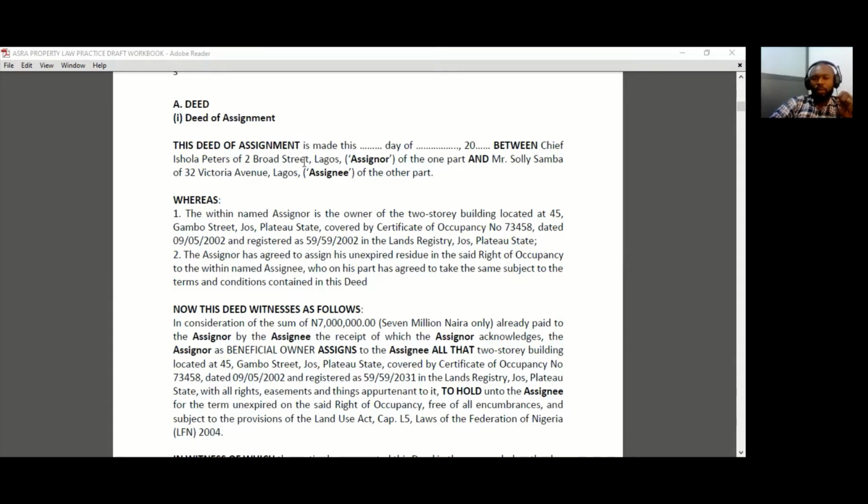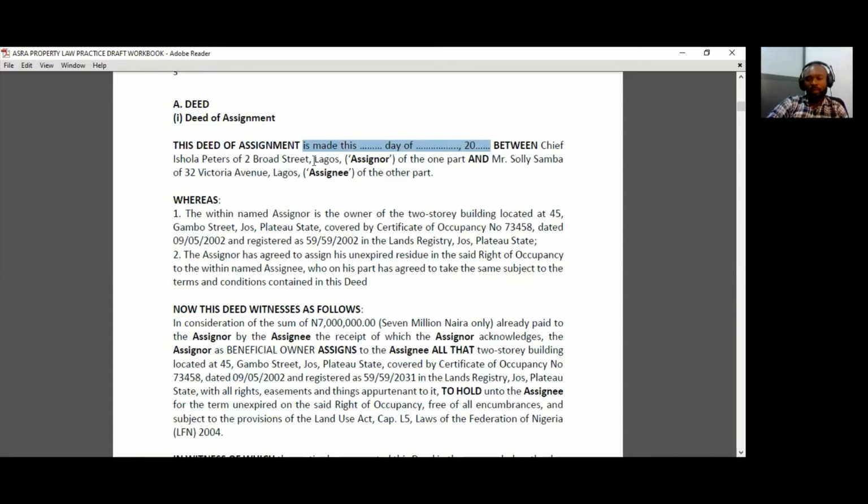Now, the commencement clause is a clause that tells you what the transaction is about. For instance, in this example, it says this deed of assignment. If this was a mortgage, it would say this deed of mortgage. If it was a lease, it would say this deed of lease. The date clause tells you the date of execution of the document.